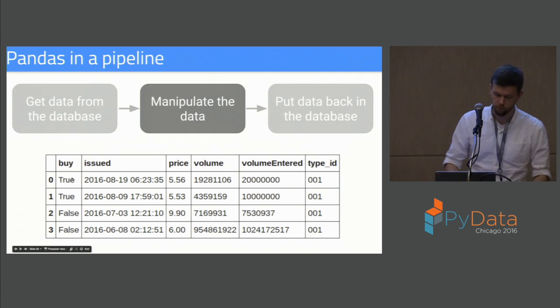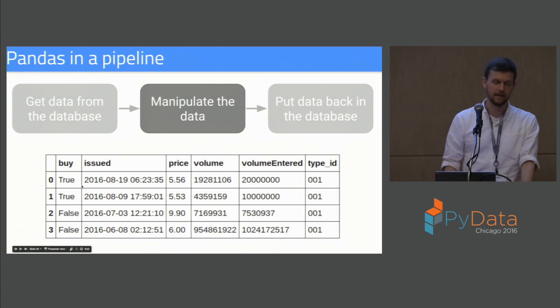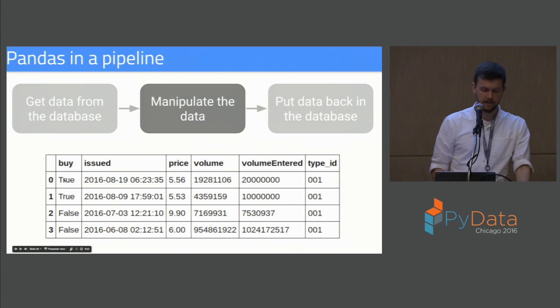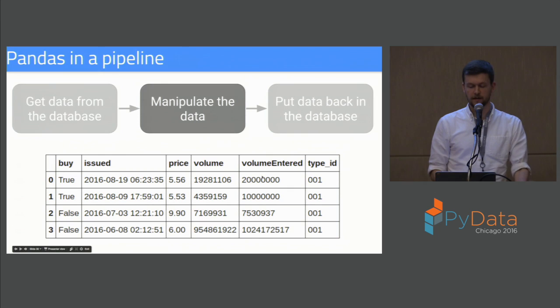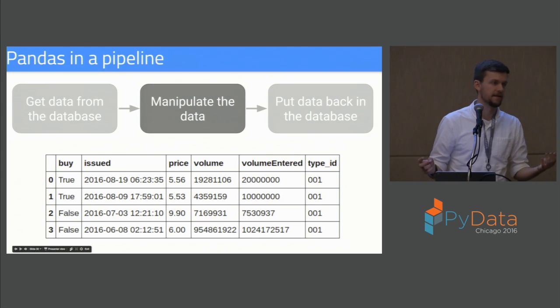So this is what raw market order data looks like. I can tell whether it's a buy order or a sell order, when it was issued, what the price is, what the volume entered is, so like what did it start out as, how much is left, and finally the type ID.